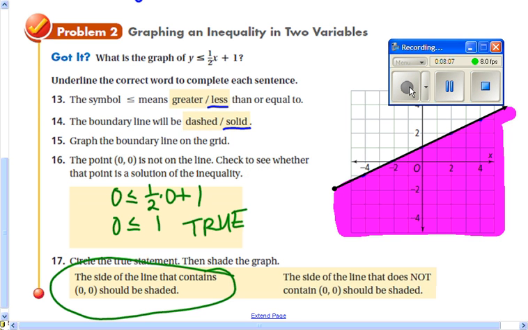Okay, you should have noticed that the point (0, 0) is a solution. It's true, so there's that point. That should be in the shaded area, and all other points in the shaded area, including every point on the line. And just to show you that, let's try this point, 2. If we do 2 is less than or equal to 1/2 times 2 plus 1, we get 2 is less than or equal to 1 plus 1, which is 2. So all those points on the line that are equal are solutions, and that's why we use the solid line.